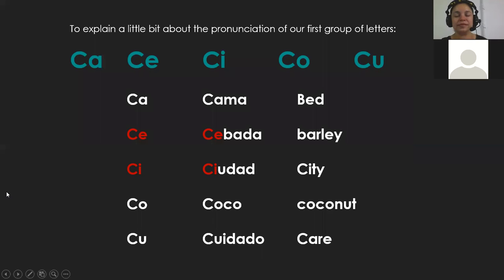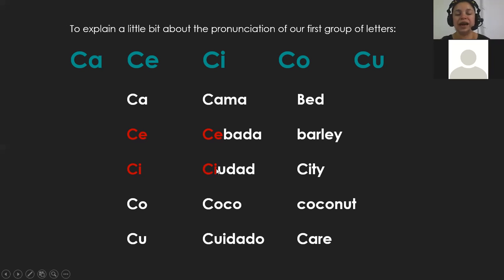Let's see some examples, and maybe it could be some of the first words that you are learning in Spanish. CA, cama, CE, cebada. What did you see here? CA is pronounced ca, cama. Like this is bed in English, cama. So here we see CE, the pronunciation is ce, cebada. In English, barley.